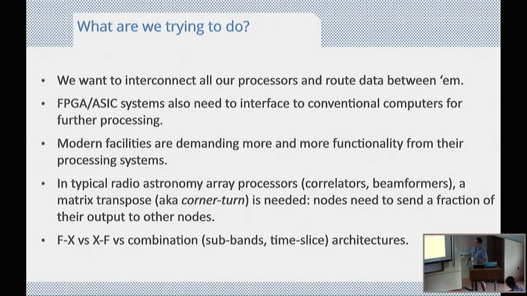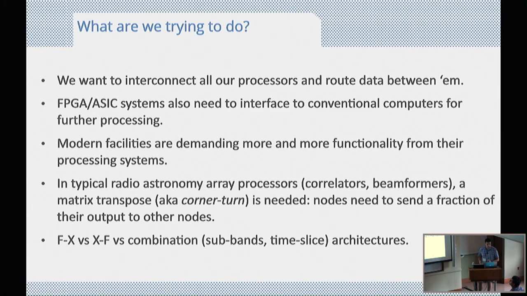Then something was mentioned in the last talk that might not be well understood by many people here: this concept of a corner turn. It's just a giant matrix transpose. When you have very large systems, you can't do this on a single node, so you have to do it between nodes. I'll show a diagram of this in a minute.